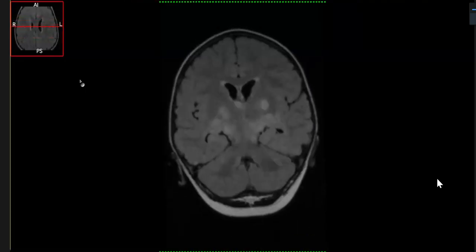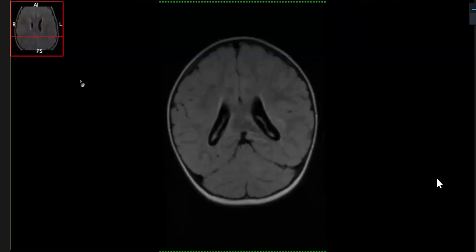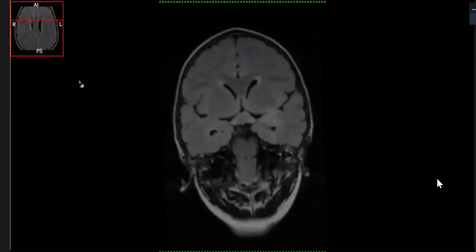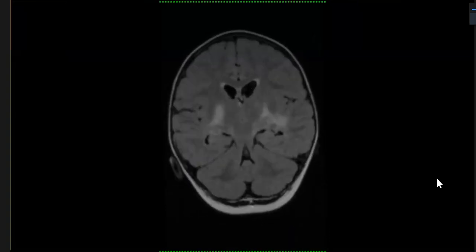I would inform my finding to the referring clinician and advise workup regarding TORCH infections and any mitochondrial metabolic disorder in this baby. Okay, thank you.